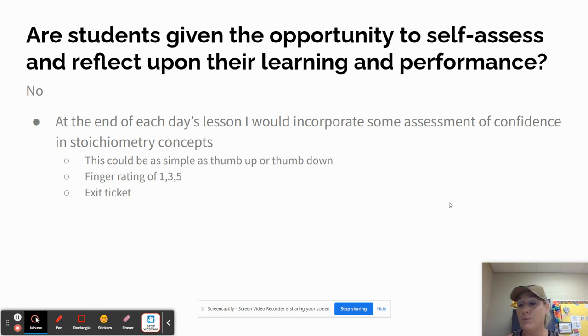Are they given the opportunity to self-assess? I'm going to say this is one place where I probably really need to revise, because no, they are not. But to me, self-assessment reflection could be a simple confidence rating that we take at the end of each day's lesson, like thumbs up, thumbs down. I feel good. I don't feel good. A 1, 3, 5 rating. 1, I don't understand anything that you taught today. 3, I kind of get it depending on the type of stoich problem. And 5, I'm feeling really good about this procedure. Or a simple exit ticket that's going to give them some instant feedback.